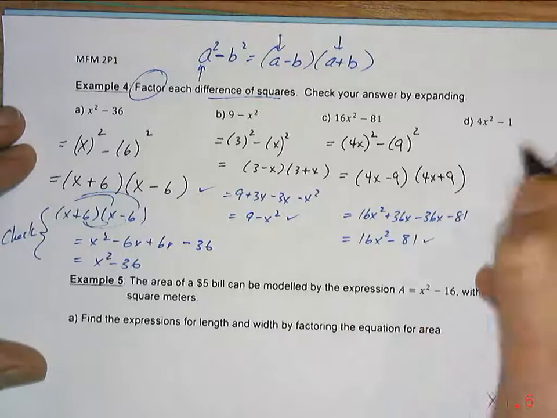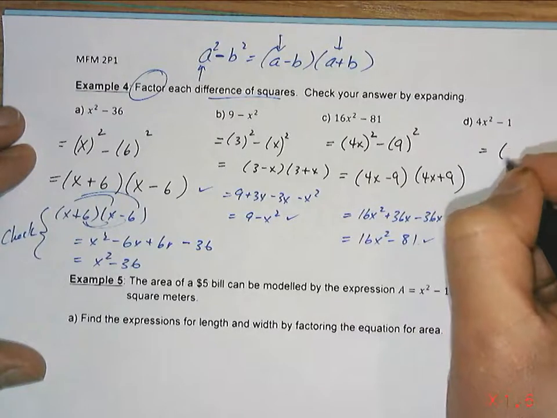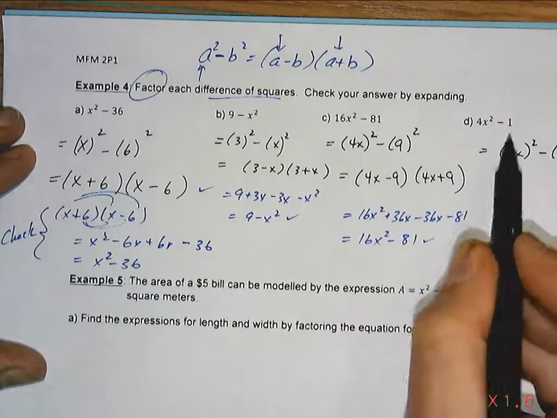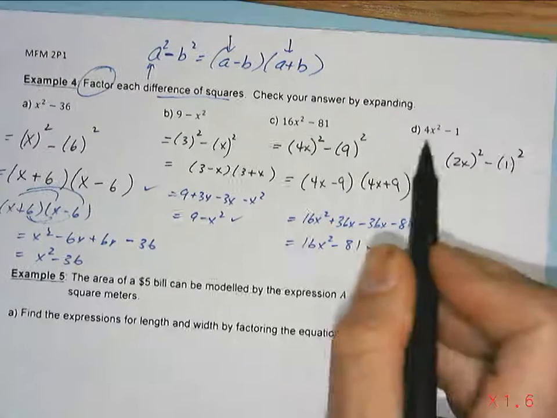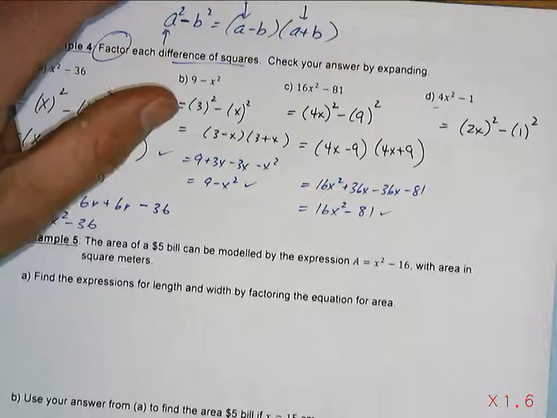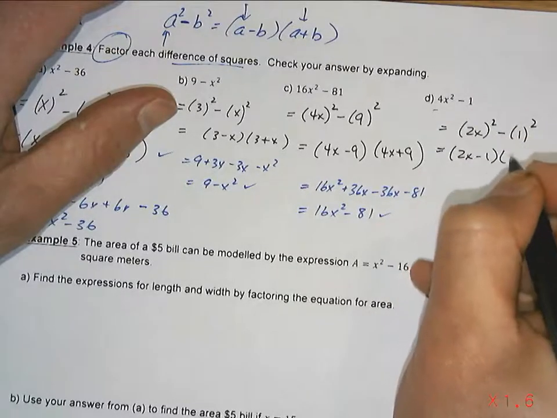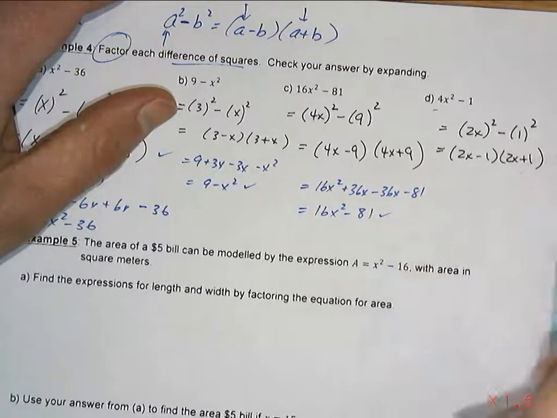And let's take a look at this one. 4x squared minus 1. Well, 2x squared minus 1 squared. And that's a bit of a trick. We got to remember that 1 is a perfect square. If I take 1 and square it, I still get 1. So it'll be 2x minus 1 and 2x plus 1.